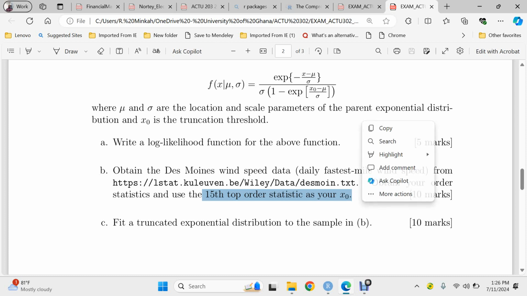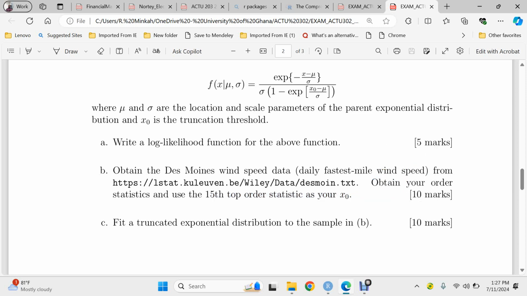You do it. So this is like the exercise you did. But now I say obtain your statistics and use the 15 top order statistics as your X node. How are you going to find that value?